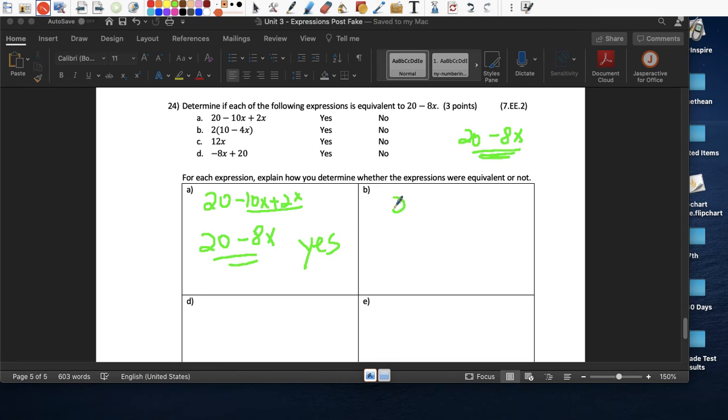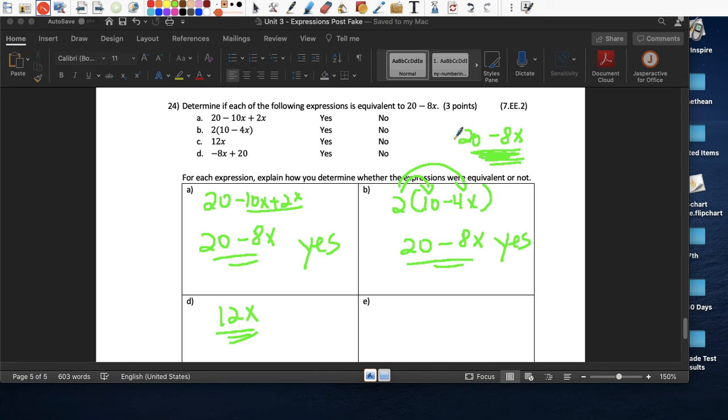B, 2 parentheses 10 minus 4x. Let's do the distributive property. 2 times 10 is 20. A positive and a negative is a negative. And you get 2 times 4, which is 8x. Is that the same as this? Yes. C, 12x. Is this the same as 20 minus 8x?